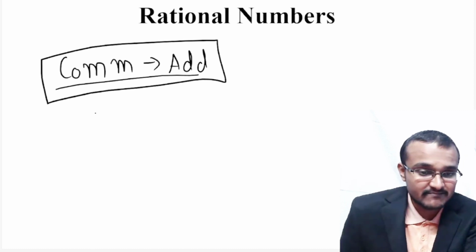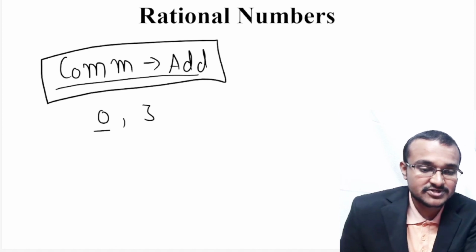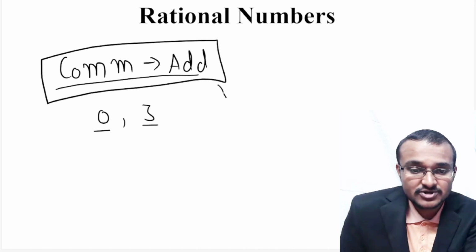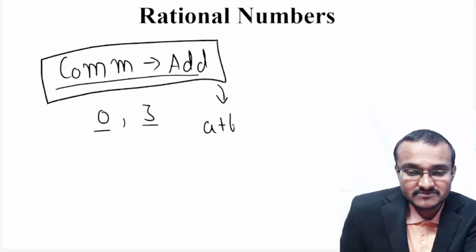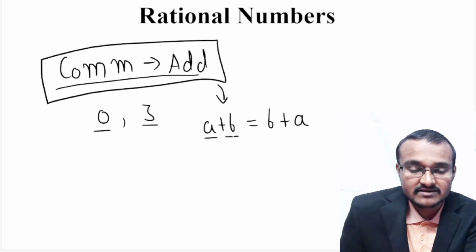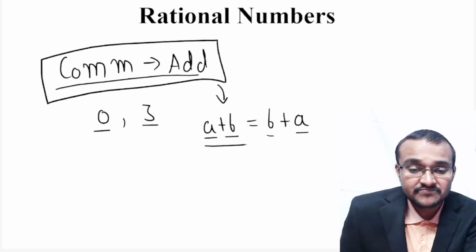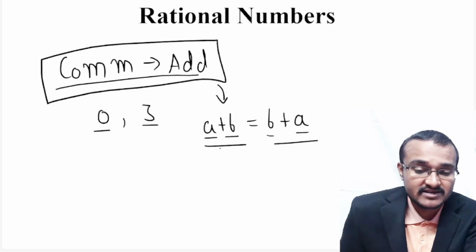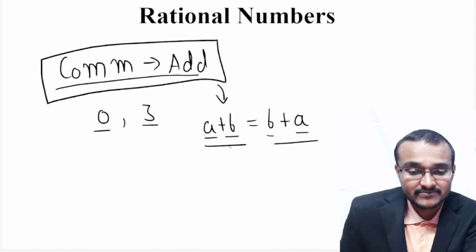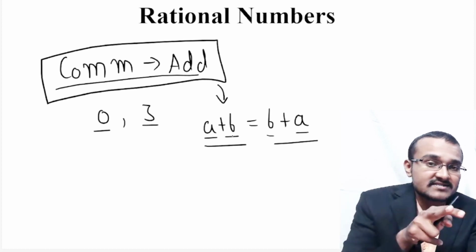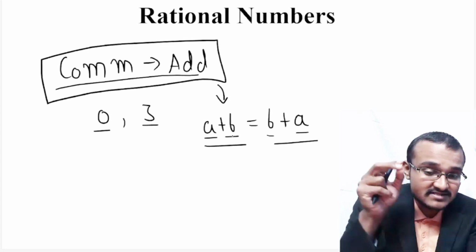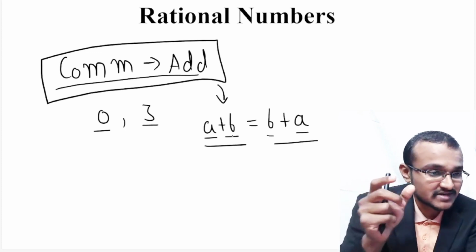So first let us test commutative property under addition for whole numbers. So let us take two examples for whole numbers. One is 0 and the other is 3. So here 0 is a whole number, 3 is also a whole number. So for commutative property for addition, you should always remember A plus B should be equal to B plus A. So if A and B are whole numbers, B and A are also whole numbers, but it should satisfy A plus B and B plus A. So even after interchanging A and B, if you add again, the same answer should be there.